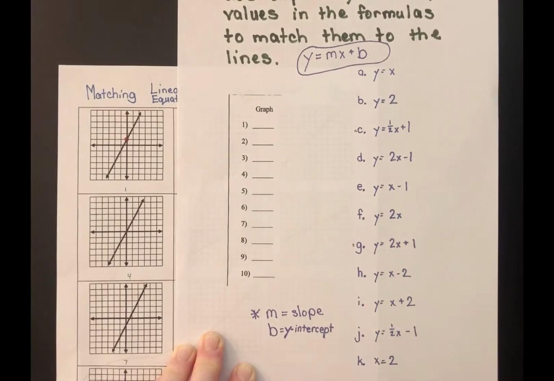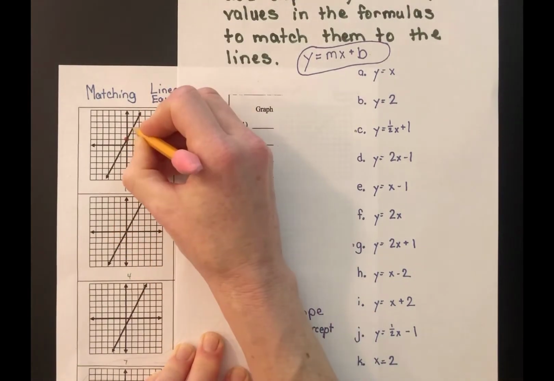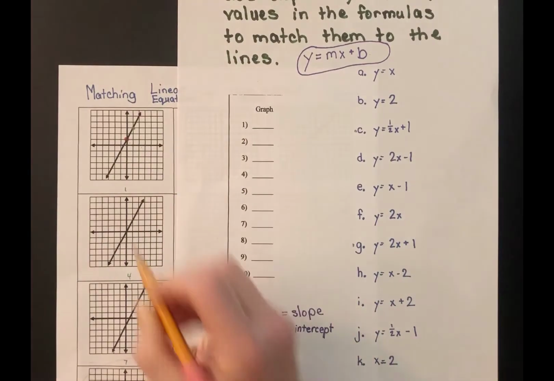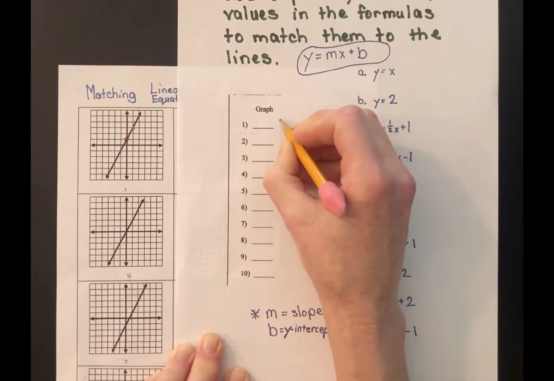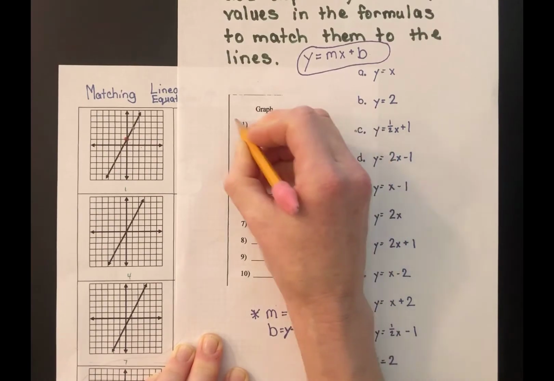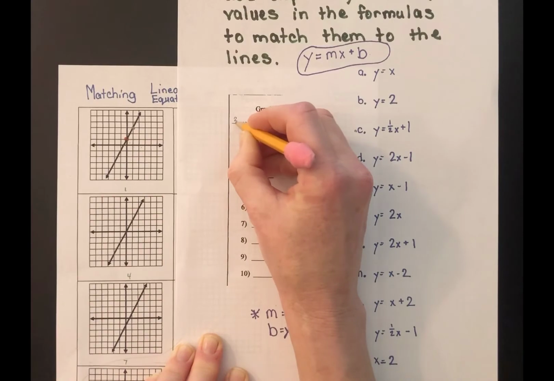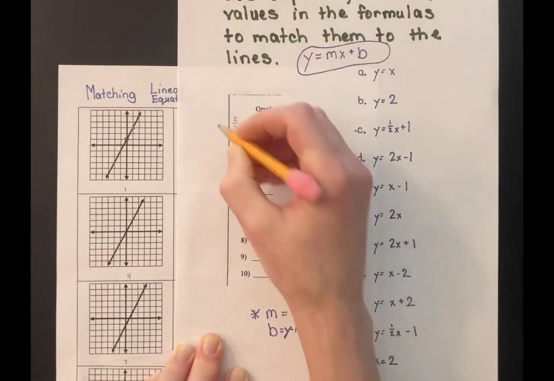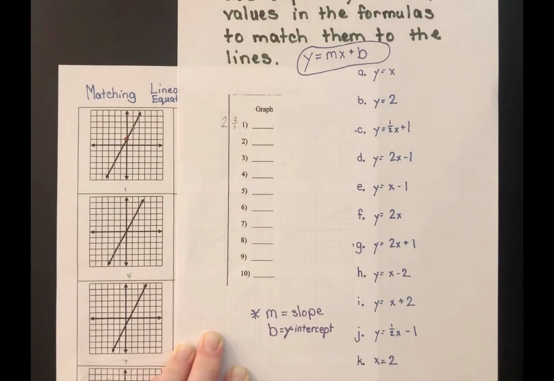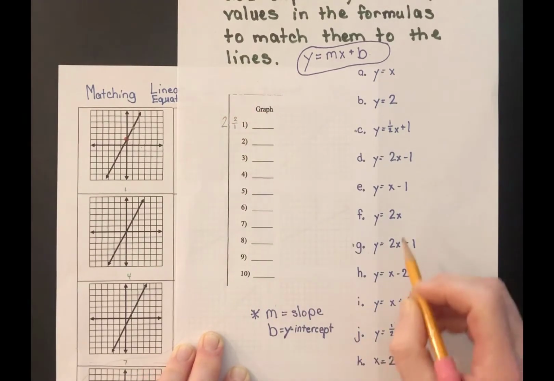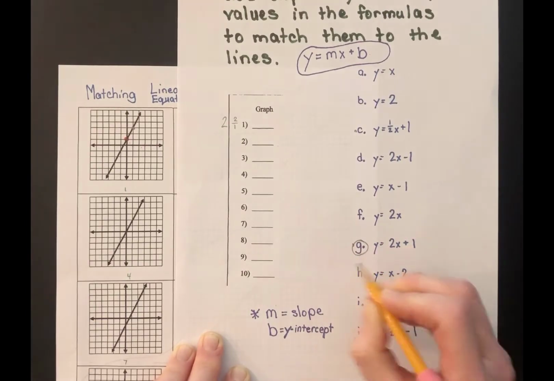So now what I need to do is determine the slope. So here's a point and here's another point right here. I'm just going to write this beside number 1. I go up 2 over 1. Ha! That means my slope is 2. So that was easy. Number 1 is G.